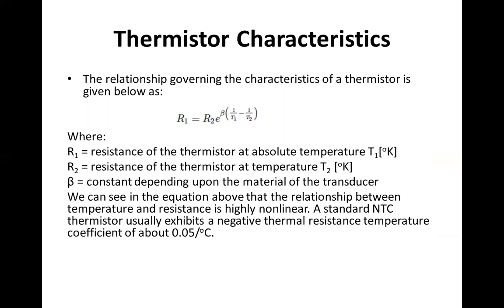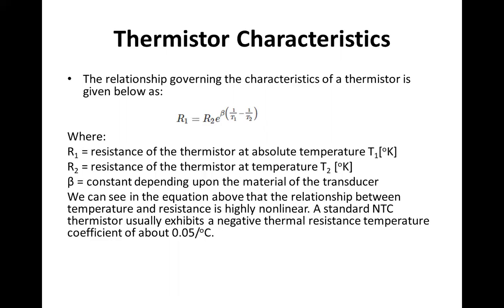The relationship governing the characteristics of a thermistor is given as R1 = R2 e^(beta(1/T1 - 1/T2)), where R1 is the resistance of the thermistor at absolute temperature T1 degree Kelvin, R2 is the resistance of the thermistor at temperature T2 degree Kelvin, and beta is a constant depending upon the material of the transducer. We can see in the equation above that the relationship between temperature and resistance is highly nonlinear.